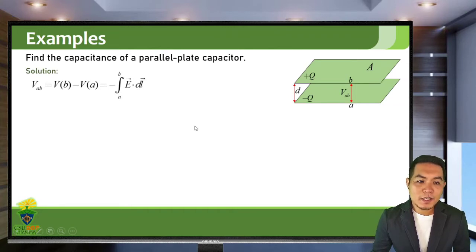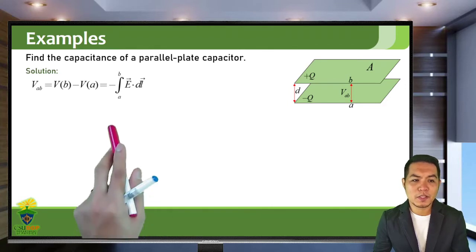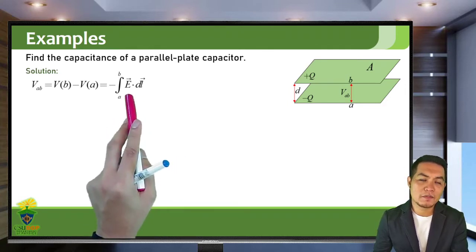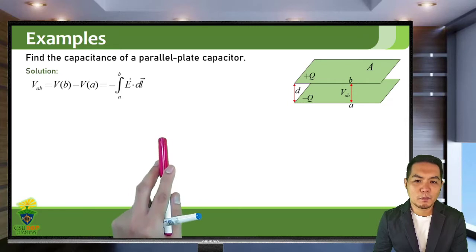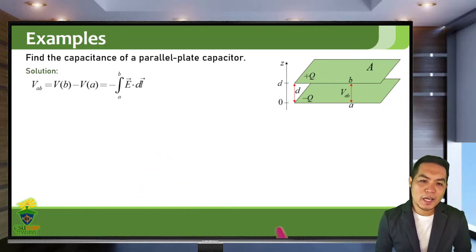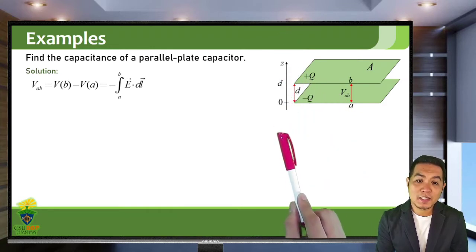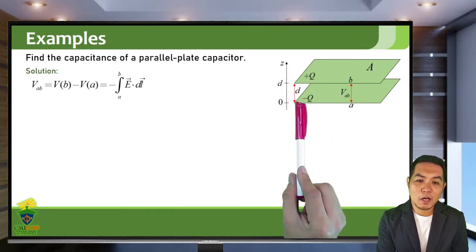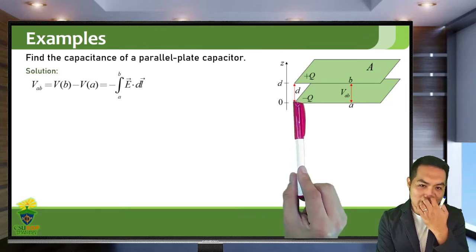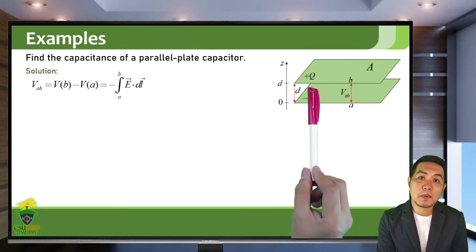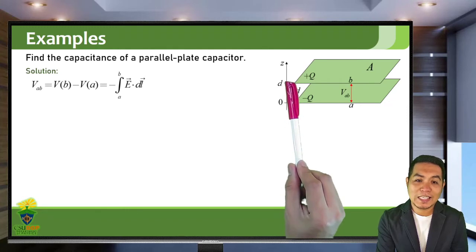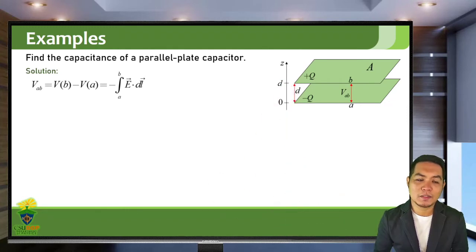Let's first start with the potential difference. Let's find the potential difference between the two plates of a parallel plate capacitor. We use our equation, negative integral of E dot dl, from A to B. We can let this axis be our z-axis, and let our negative plate be at z equals 0, and our positive plate at z equals d. So they have a distance d.